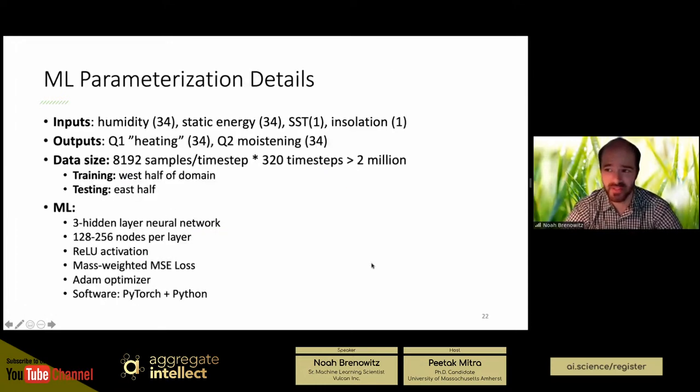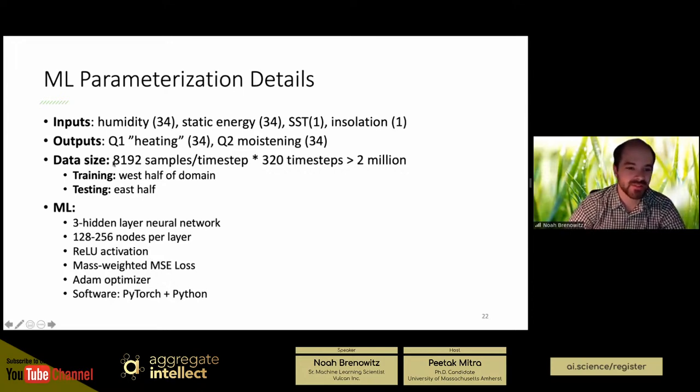So the inputs, as I said before, are the humidity, static energy, and the SST, as well as the radiative flux, the sunlight coming down from the atmosphere. We want the ML to know what time of day it is. And then the outputs are the heating and moistening, which I introduced on the slide with the equations. They're the things on the right-hand side, the source terms of temperature and of humidity.